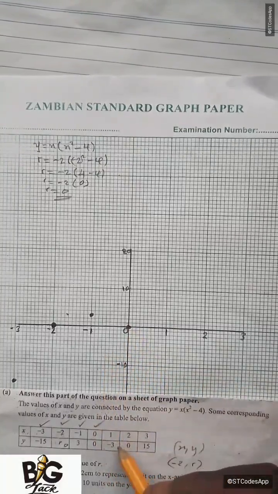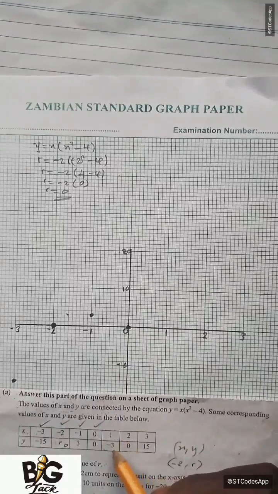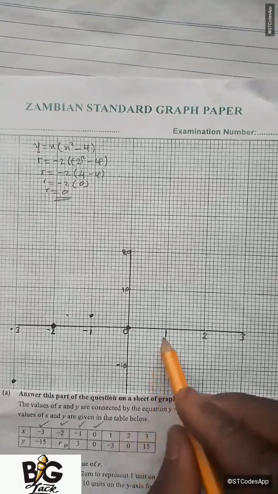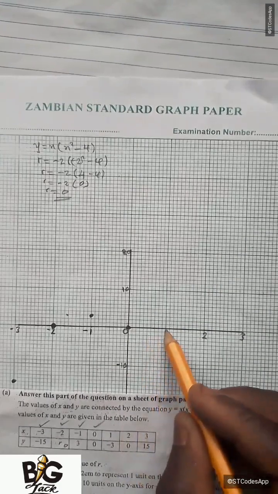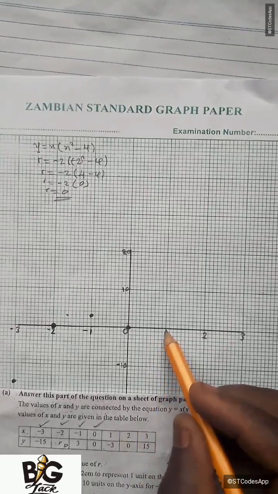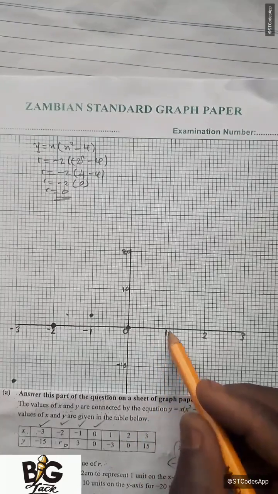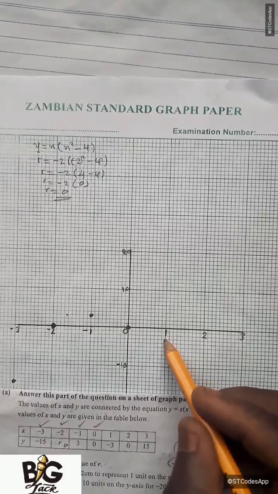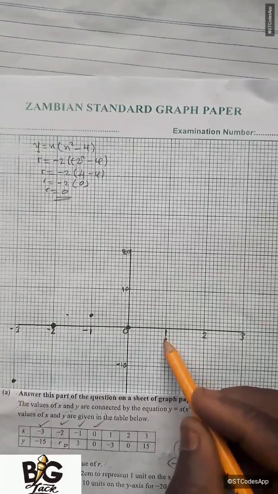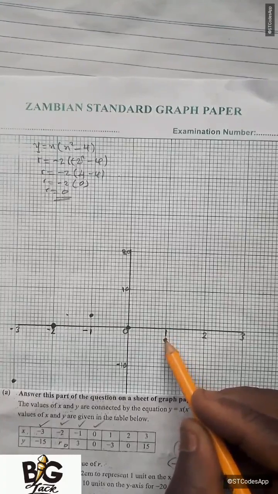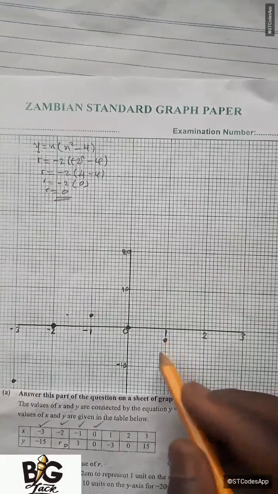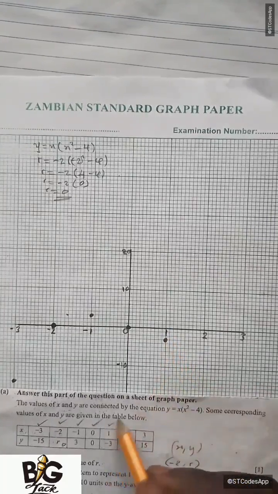Then the next one we have positive 1, negative 3. So negative 3 is the value of y, and positive 1 is the value of x, right? So the value of x is positive 1. I'm going to start counting from here. 1, 2, 3. So the point is going to be here, since the value of y here is negative. Then we are done with this one.